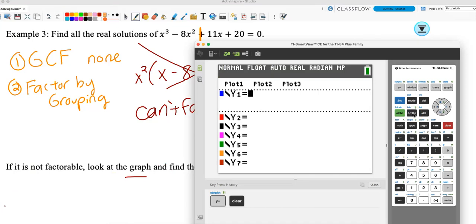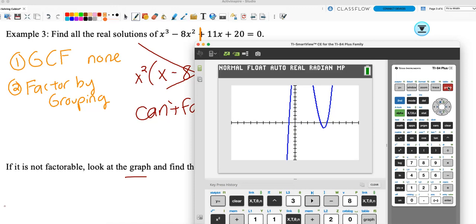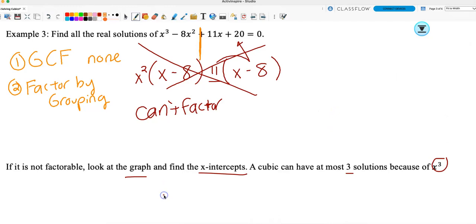All right, so I've got my graphing calculator pulled up. We're going to press y equals, and we are going to graph our cubic. So x cubed minus 8x squared plus 11x plus 20. If you need to pause real quick so you can have a chance to type that in, go for it. Once you hit graph, all I am looking for are the x-intercepts, and I can count. 1 crosses at -1, 1, 2, 3, 1 crosses at 4, 1 crosses at 5. So there are my 3 answers right there. So x equals -1, x equals 4, and x equals 5, and I am done.